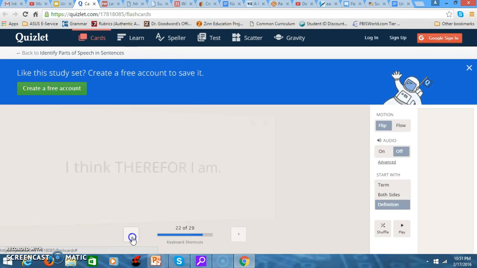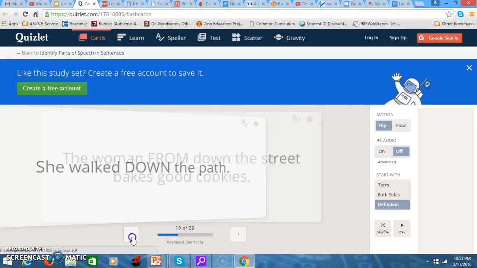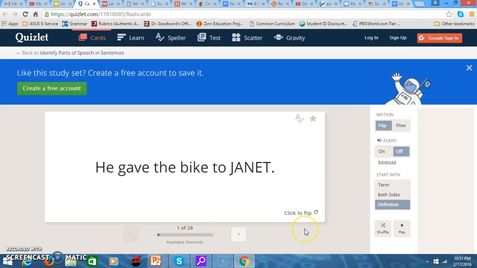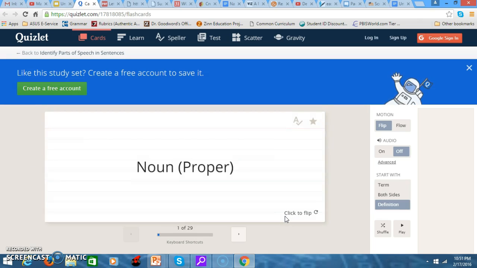And let's start all the way from the beginning here. Okay, so as you can see, there are words that are in all caps. So we're asking you to identify which part of speech the word in all capitals is. So what is Janet? Which part of speech? She is a noun, a proper noun.